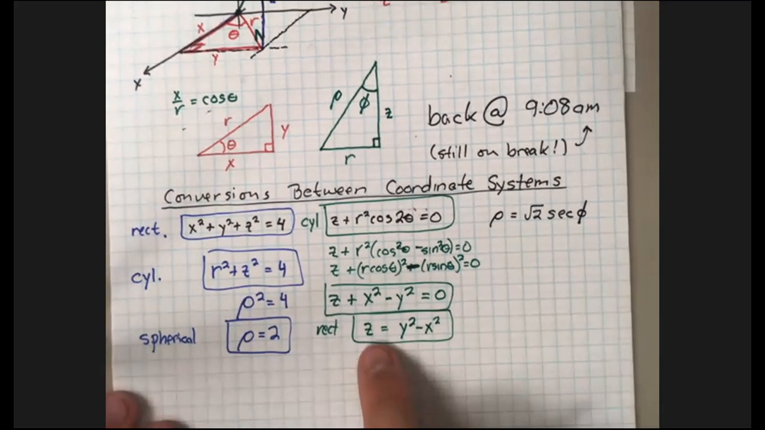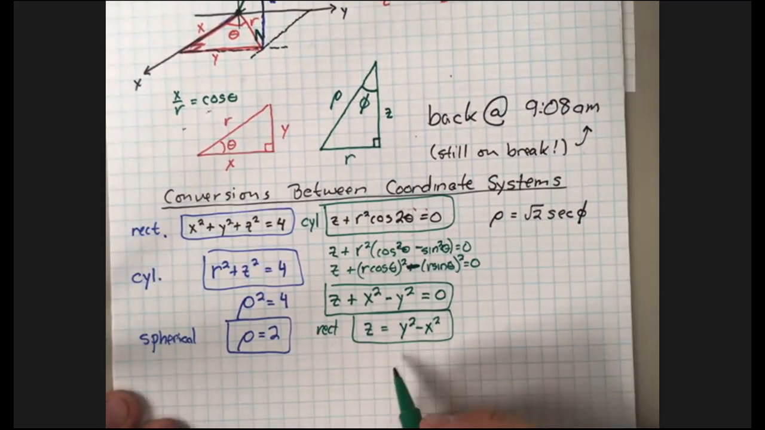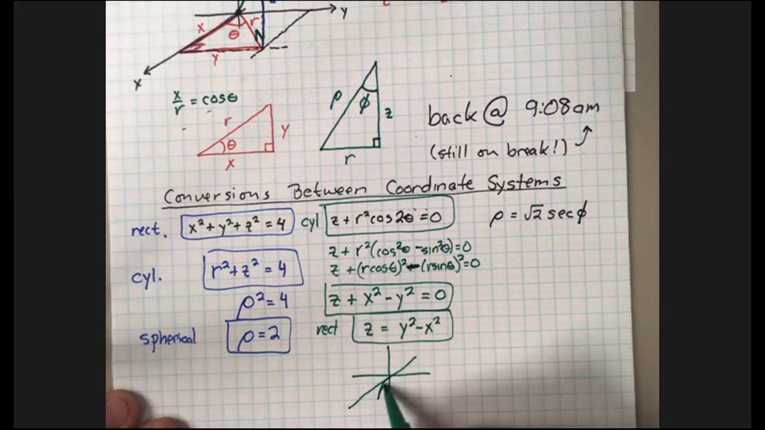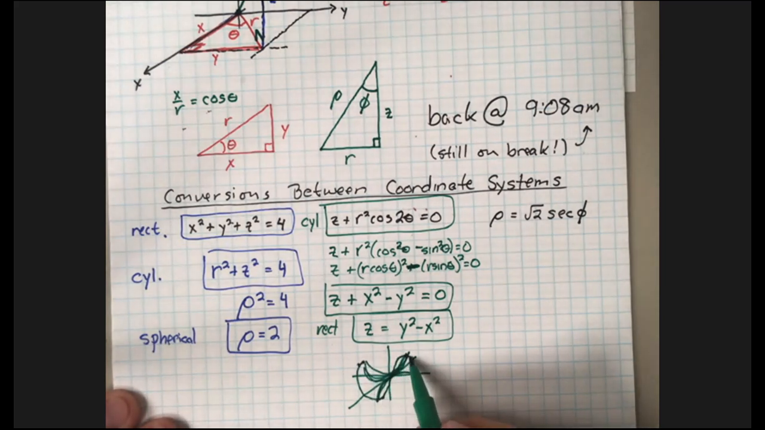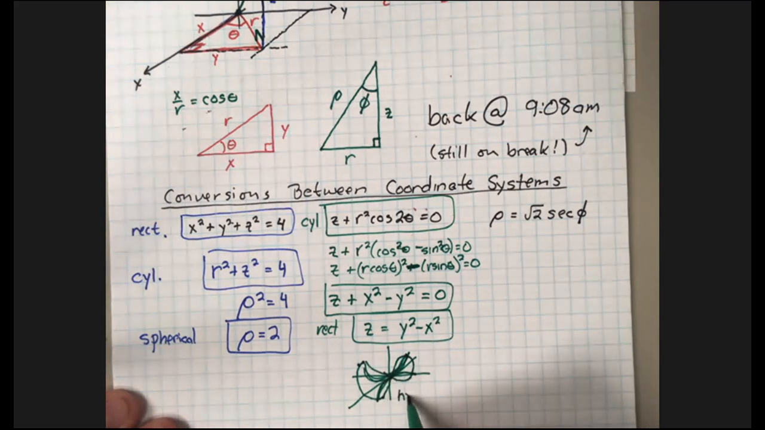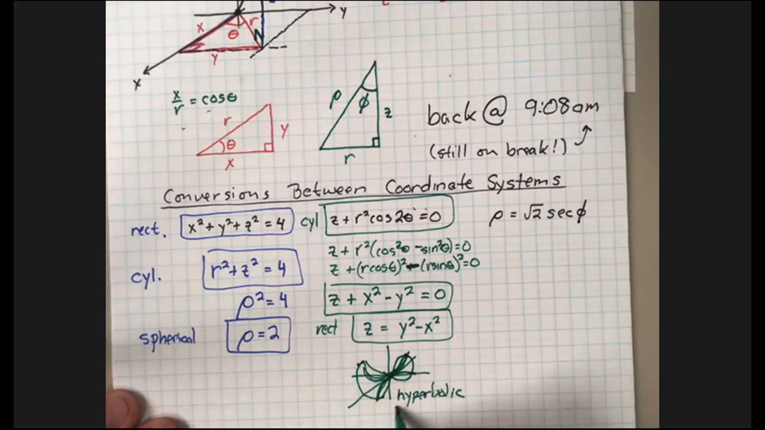This is a parabola in the zy plane and a parabola in the zx plane, but oppositely directed. So in the zx plane, a parabola upside down. In the zy plane, a parabola right side up. And I am not going to draw this worth anything. It is a hyperbolic paraboloid.